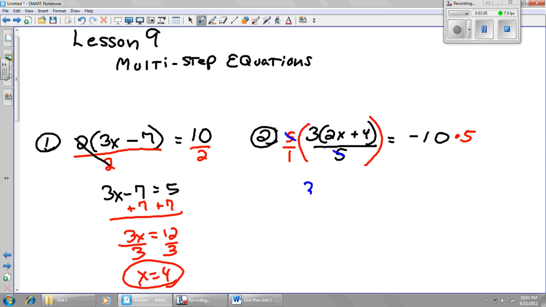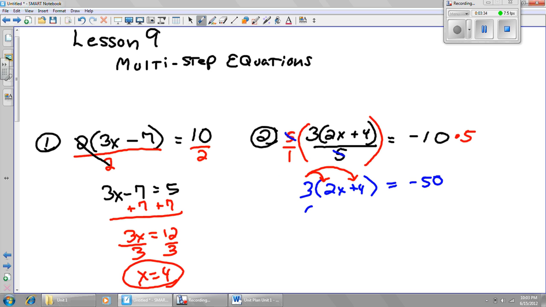and I'm going to be left with 3 times the quantity of 2x plus 4, and that's going to equal negative 50. All right, so I'm going to divide each side by 3. No, that would be silly. That would be the same thing as multiplying by 5/3. So I'm not going to divide by 3. I'm going to distribute. This would be a situation where that alternate way to do it probably wouldn't be as good.